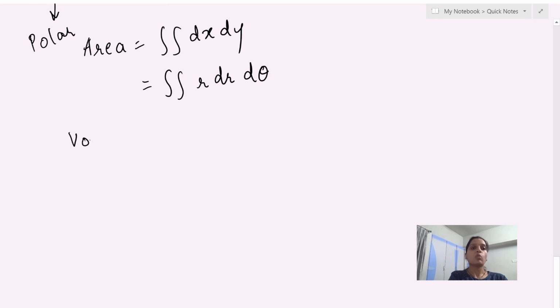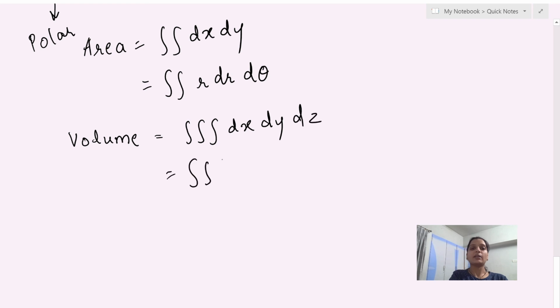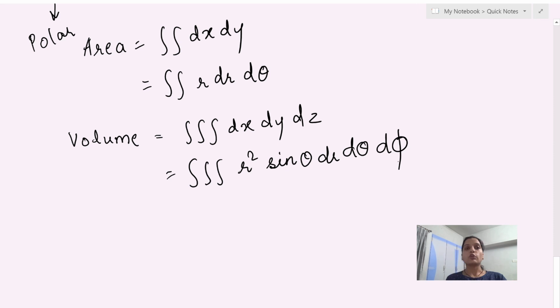Next we saw was volume. Volume is an application of triple integration, and the volume formula that we saw was triple integration of dx dy dz, and if it is a spherical polar coordinate, it is r square sine theta dr d theta d phi. And we saw the sums on volume as well. So we have covered all the types which are there in your syllabus.